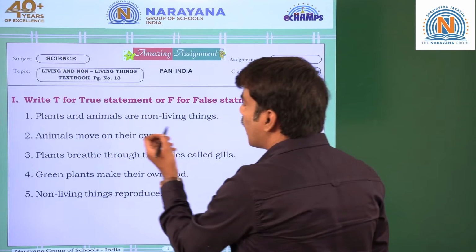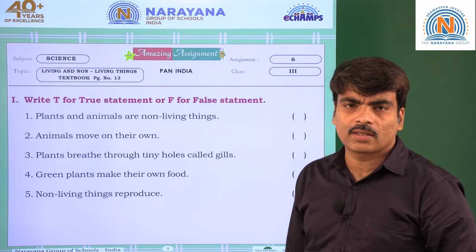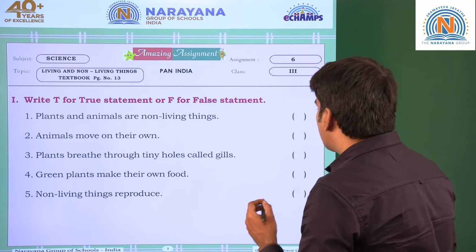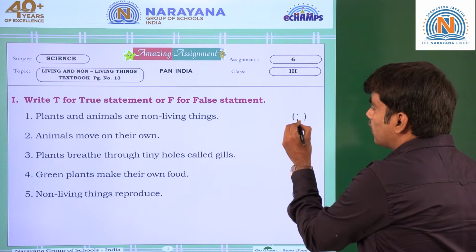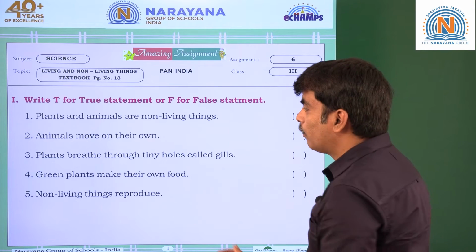Plants and animals are non-living things. Is it so? Plants and animals, are they non-living things? They are living things. So it is a false statement. So when it is a false statement, we will put a letter F. We'll go to the second one.